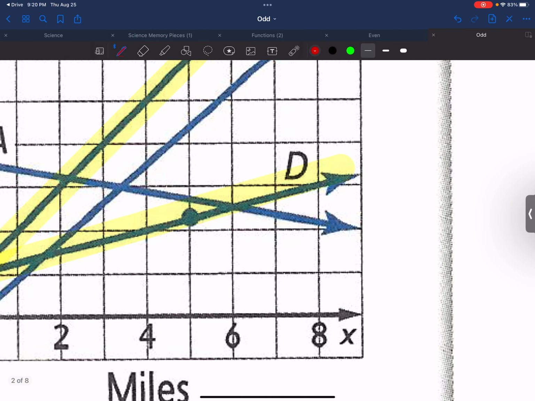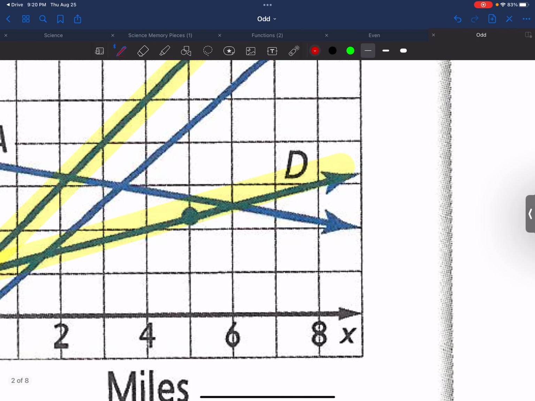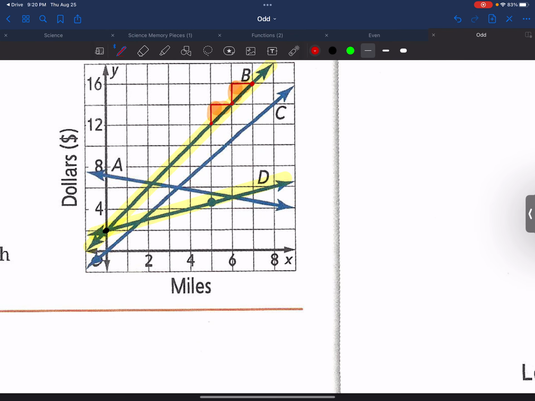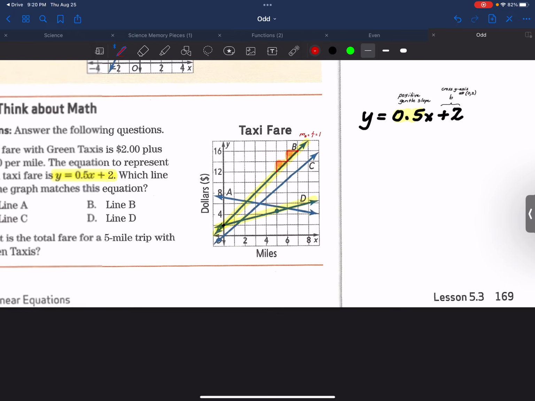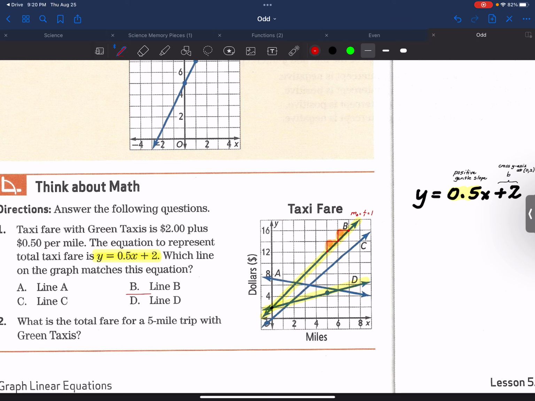All right, let's look at D here. I like D. D is going to be the only other option. I'm not even going to go there. It has to be B or D because that's what intersects at point 2. So it's going to have to be D. And D is the one I like anyway. It's a very gentle slope. It is positive, and it crosses at positive 2. So the answer to this one is line D.